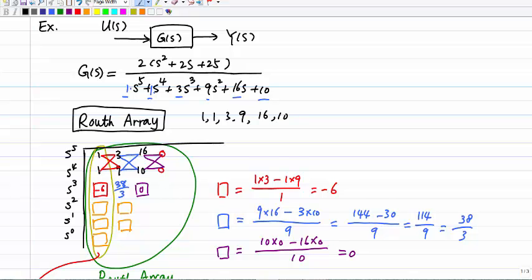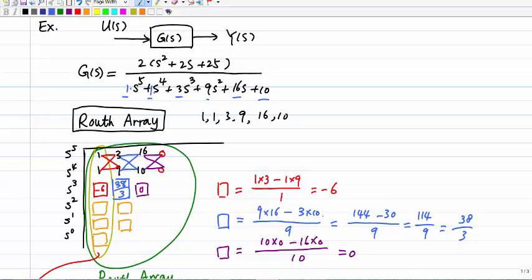So 1 cross 3 minus 1 cross 9, divided by 1. That's what we have for the red one. So it's 1 times 3 minus 1 times 9, divided by 1, which is negative 6. We can follow the same rule for the blue one over here. First, figure out what is right above it, so we start from there: it's 9. Then we do cross-back: it's 9 times 16 minus 3 times 10, divided by 9.